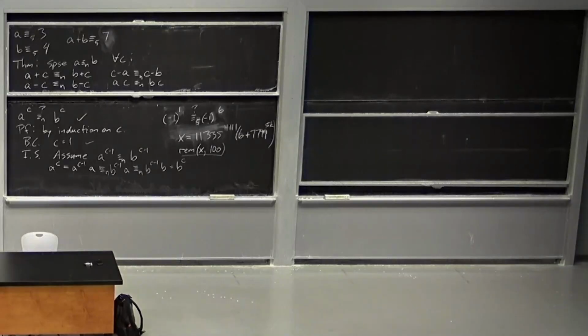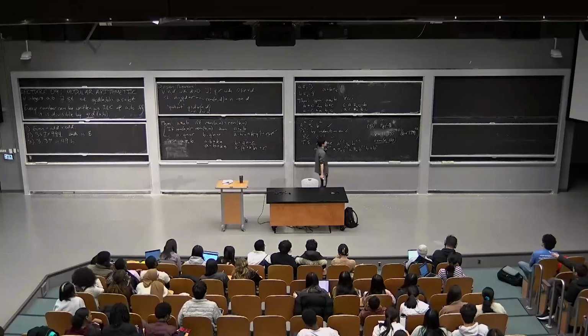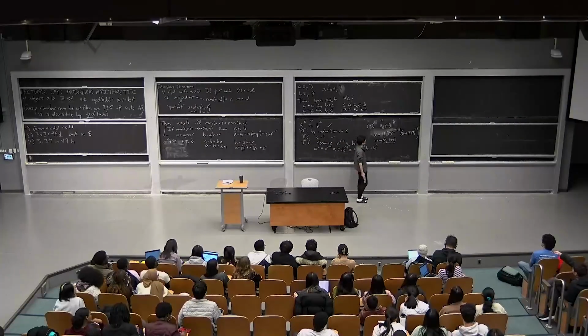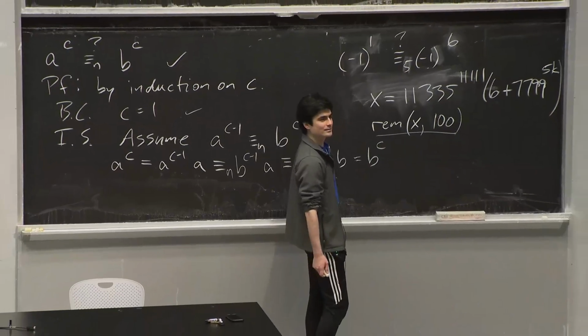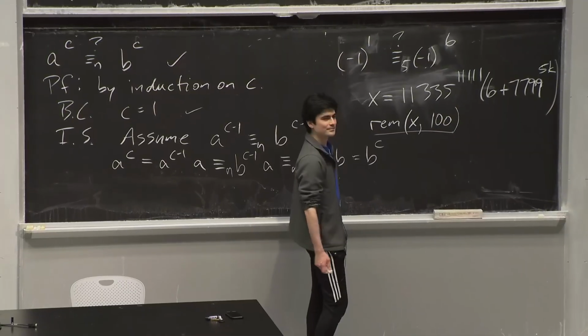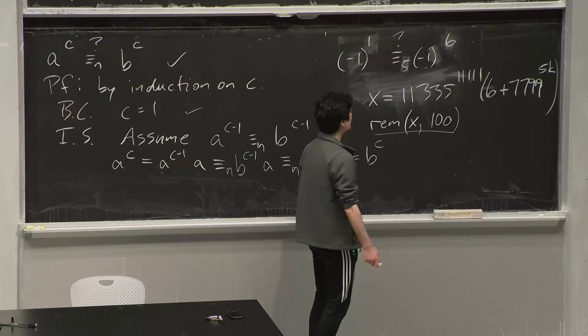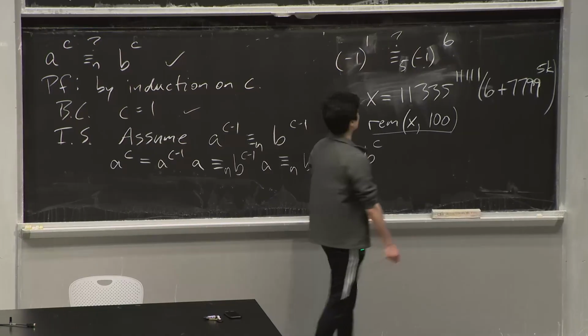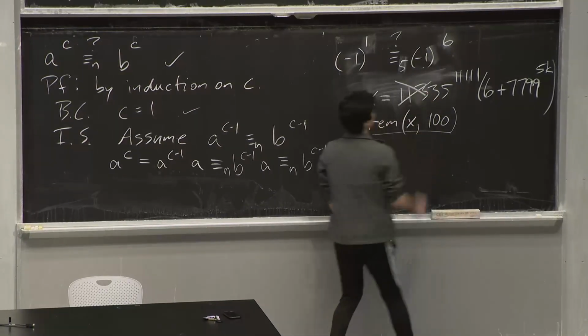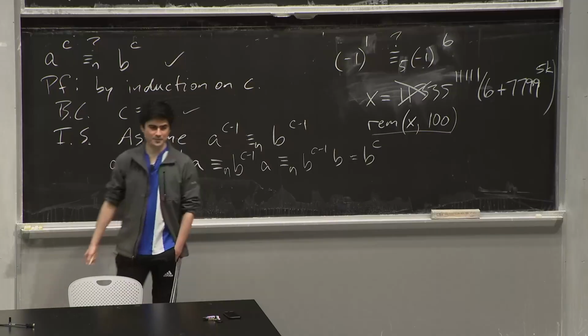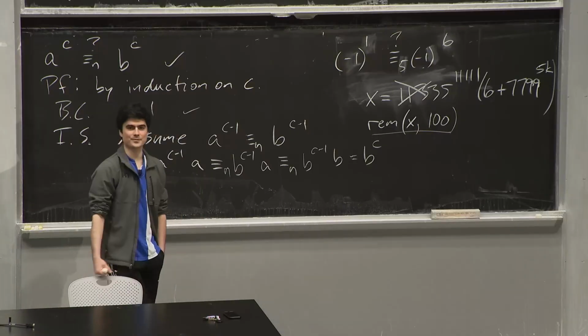Anyone? Yeah. Is the first term that you're multiplying like the 11,000 times 11,335 to the 11,000 whatever? Mm-hmm. Can you write that as congruent to 35 to the 11,000 whatever? Yeah, so we can just get rid of these, right? That's congruent to 35. What else can we do?